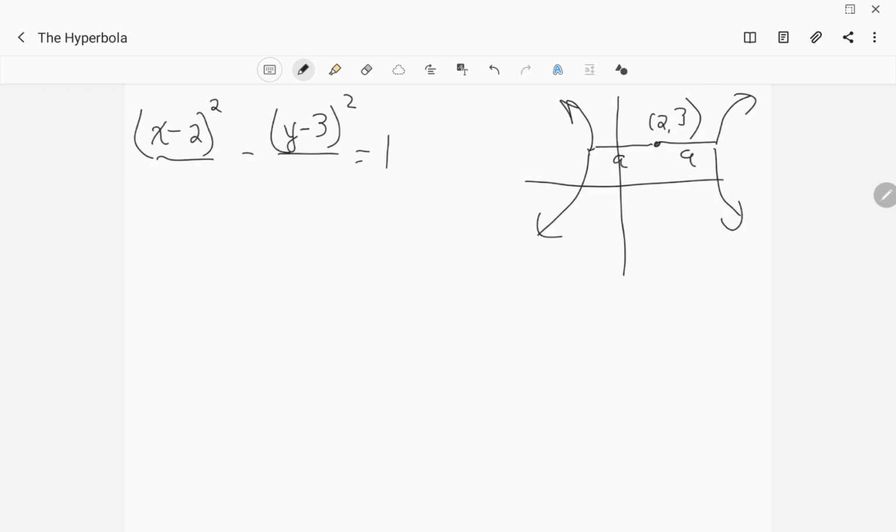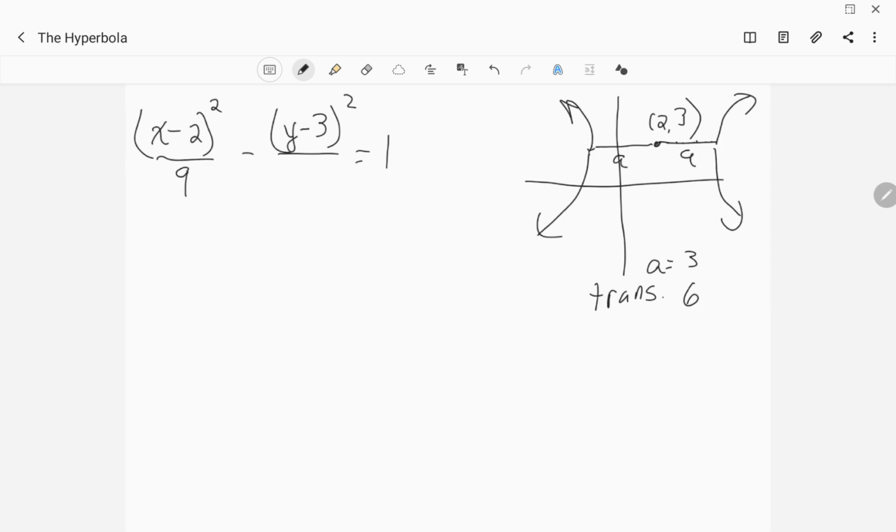So what I would do is in my textbook, I would look at from my center, how many do I go across to get to that vertex? Turns out it is 1, 2, 3 across. So my A is 3, meaning my transverse axis, if they ask me about the length of that, would be 3 that way, 3 going back, which would give me a total of 6. The denominator is 3 squared, which is 9.